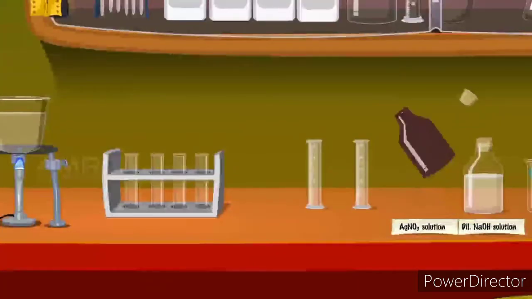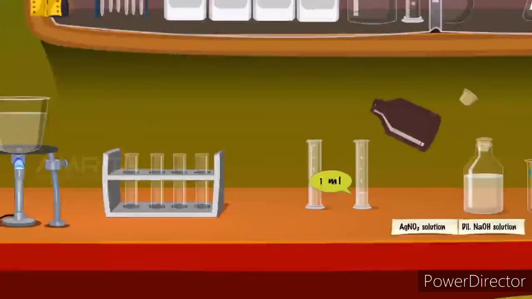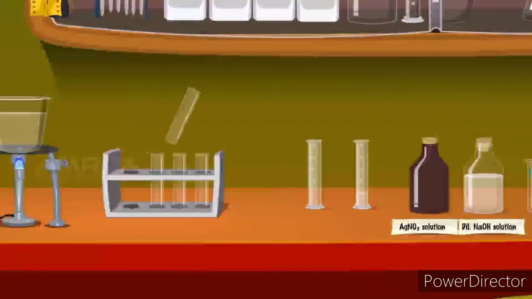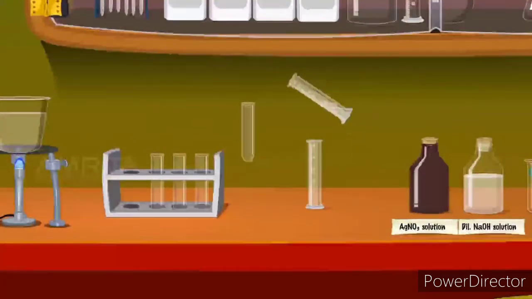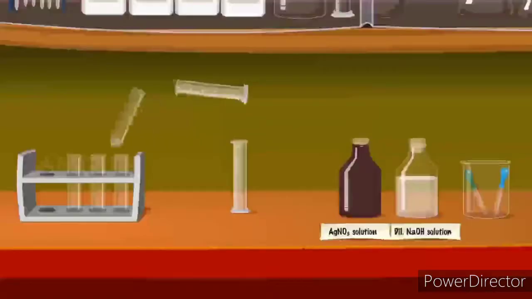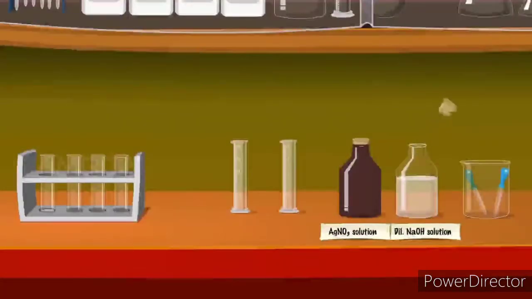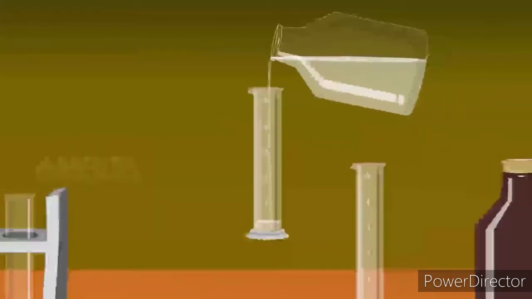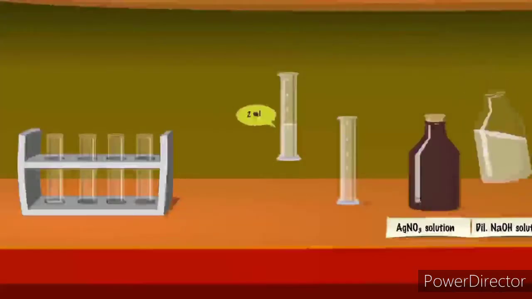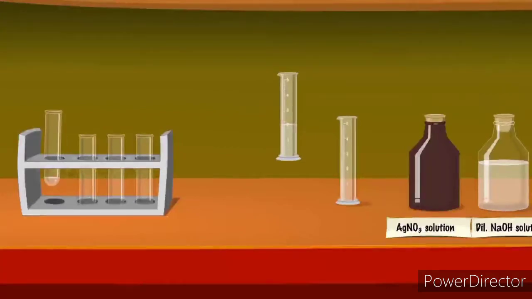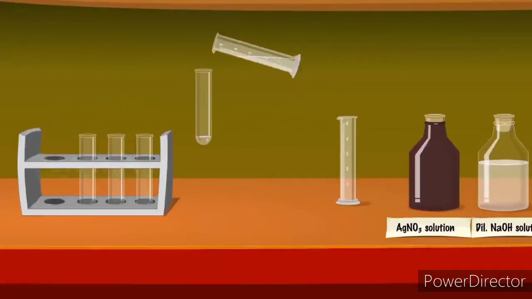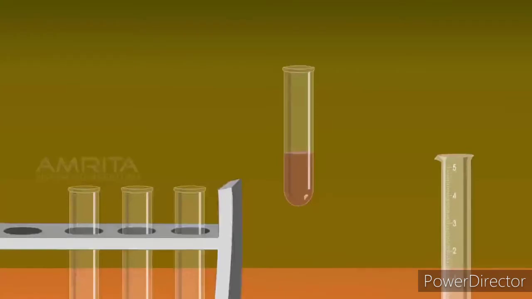Tollens test. Procedure. Take 1 ml of silver nitrate solution in a test tube. Pour it into a clean test tube. Take another measuring cylinder. Take 2 ml of dilute NaOH solution in it. Pour it into the same test tube. Silver nitrate reacts with sodium hydroxide to form brown precipitate of silver oxide.